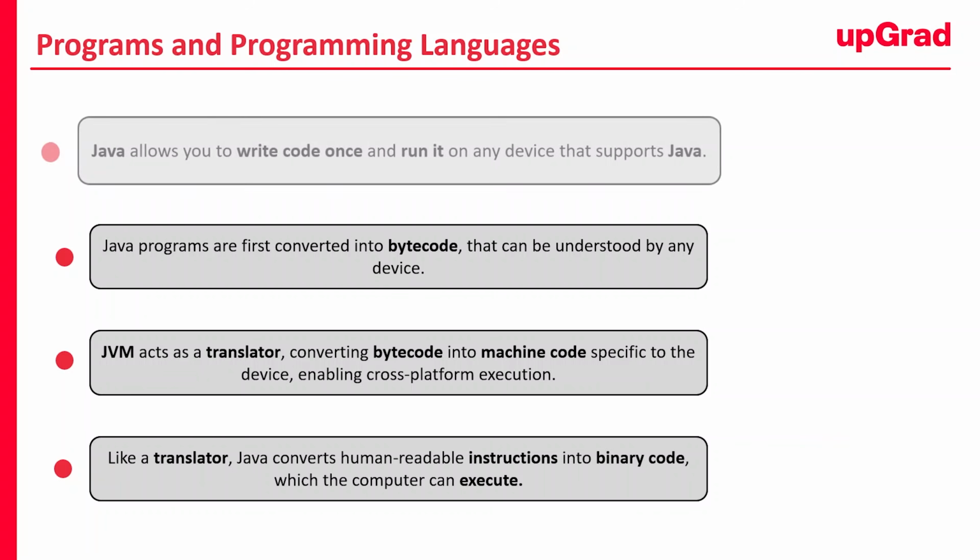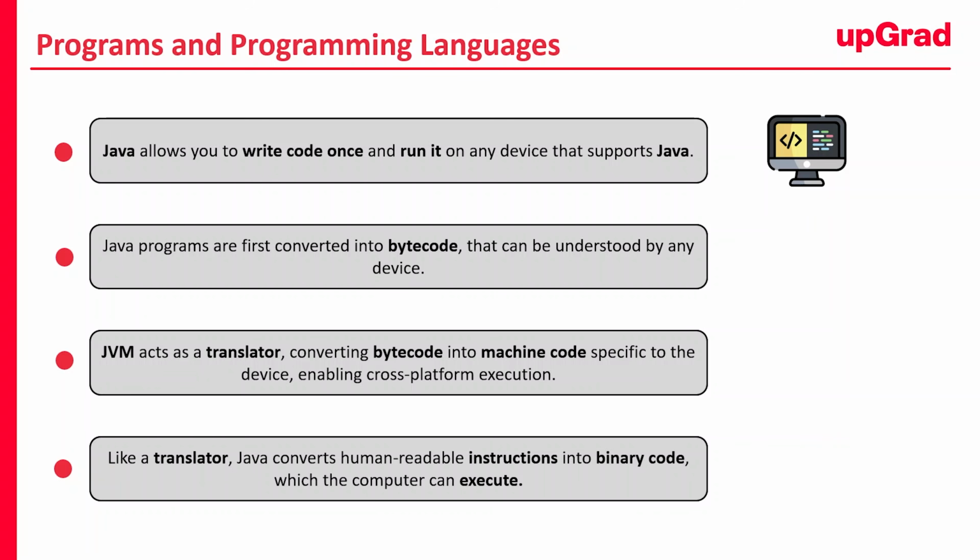Java, as we mentioned earlier, is designed to be platform independent. What that means is, let's say you want to write a program in Java on your laptop and you want it to run on a different device. You don't need to rewrite the entire program. With Java's help, your code can run on pretty much any device that supports Java without any changes. This is why they say Java is write once and run anywhere.